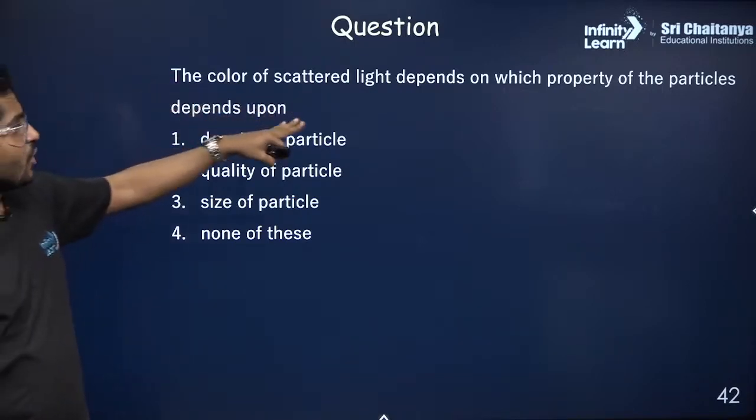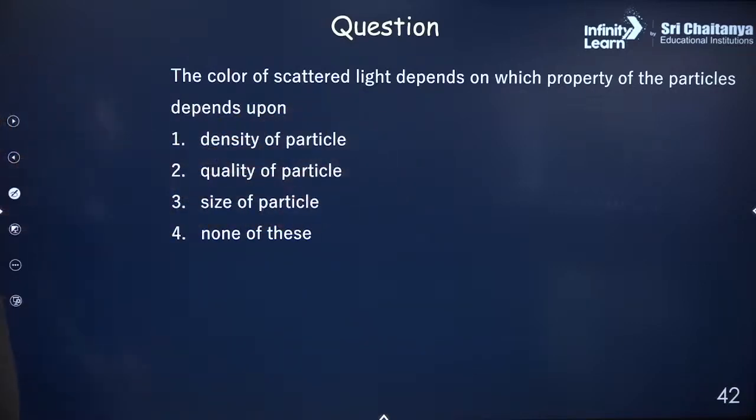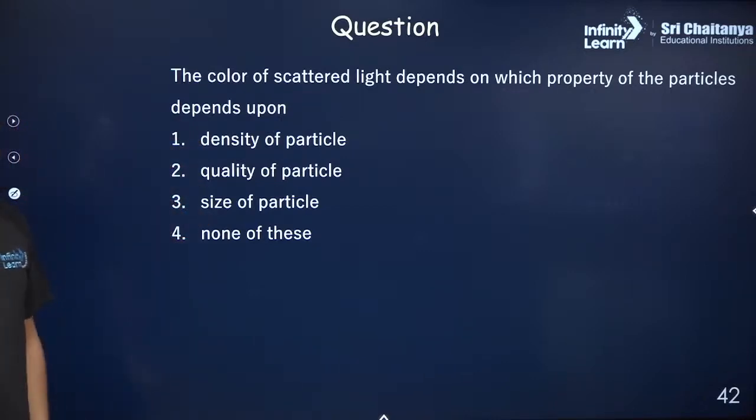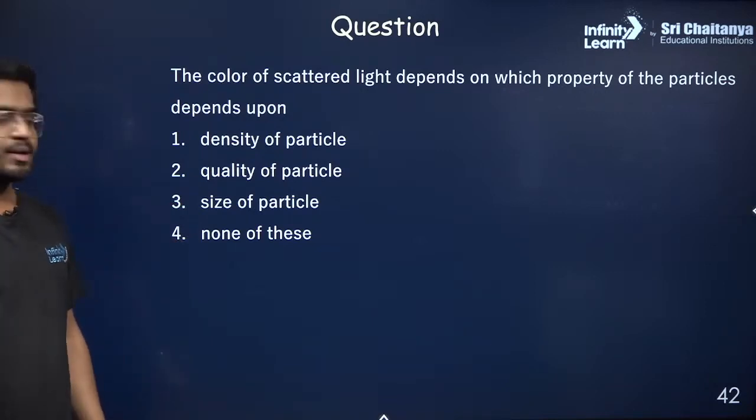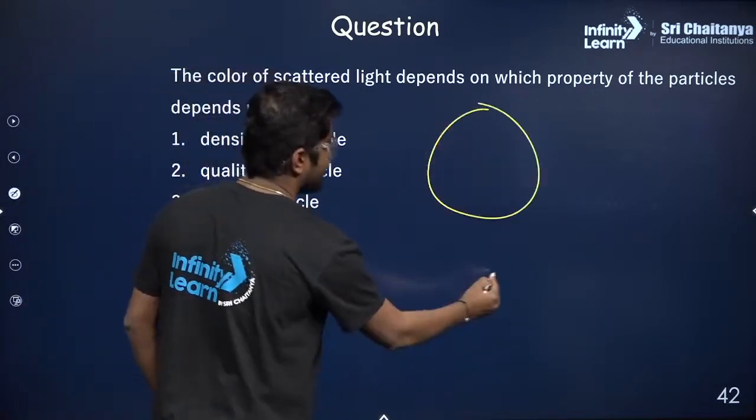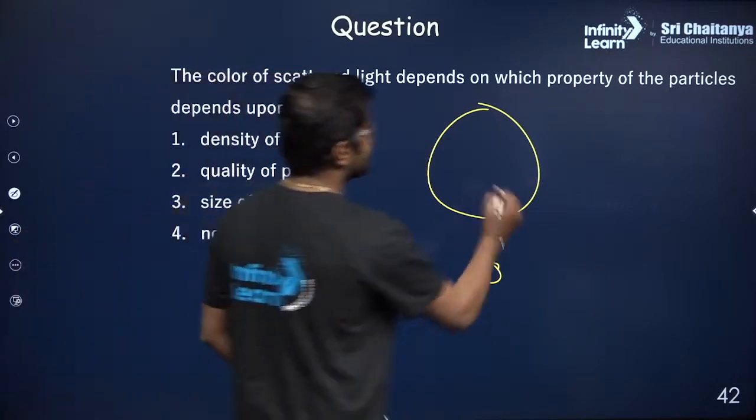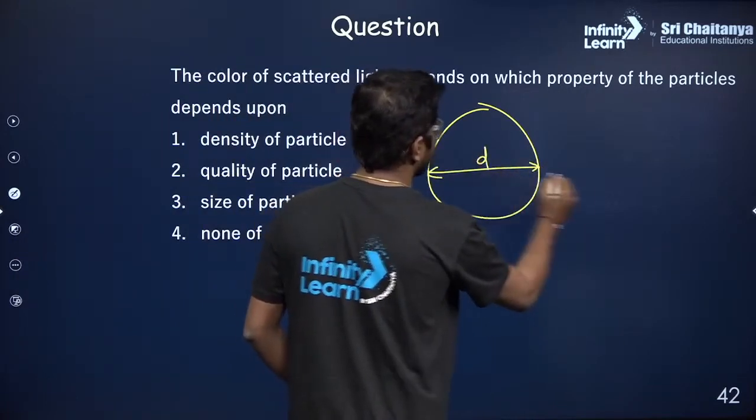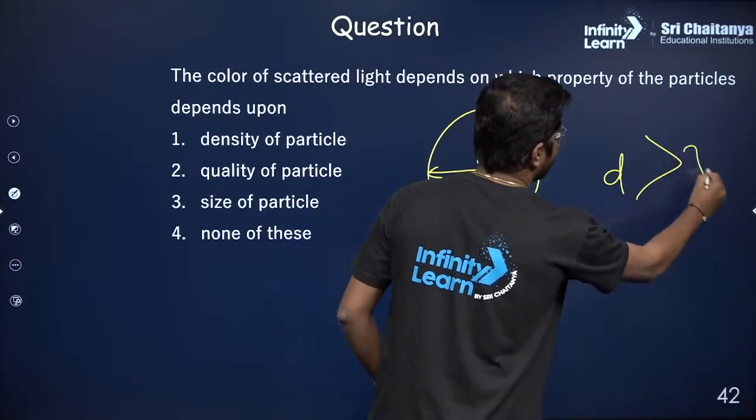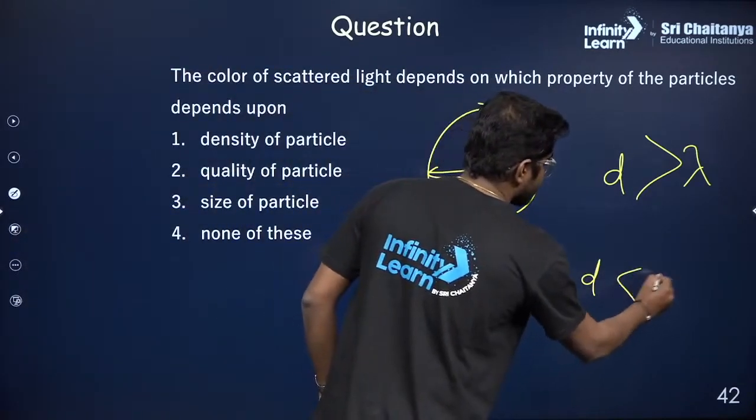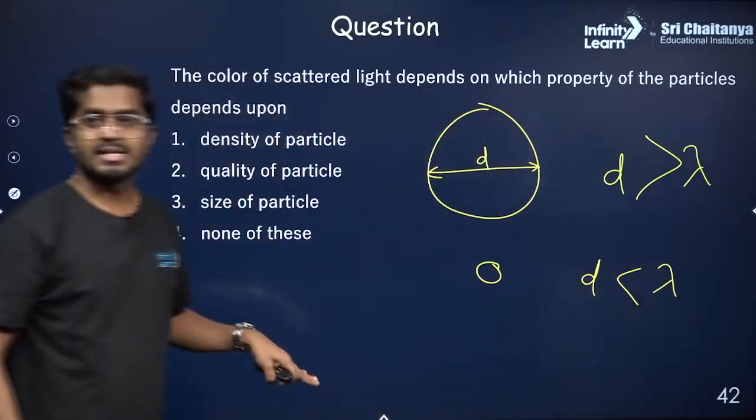Color of the scattered light depends on which property of the particles? Density of particles, quality of particles, size of particles, none of these. I told you, right? You remember large particles and small particles. So how do you decide whether a particle is larger or smaller? If the diameter is greater than the wavelength, then we call it a large particle. If the diameter is smaller than the wavelength, then we call it a small particle.